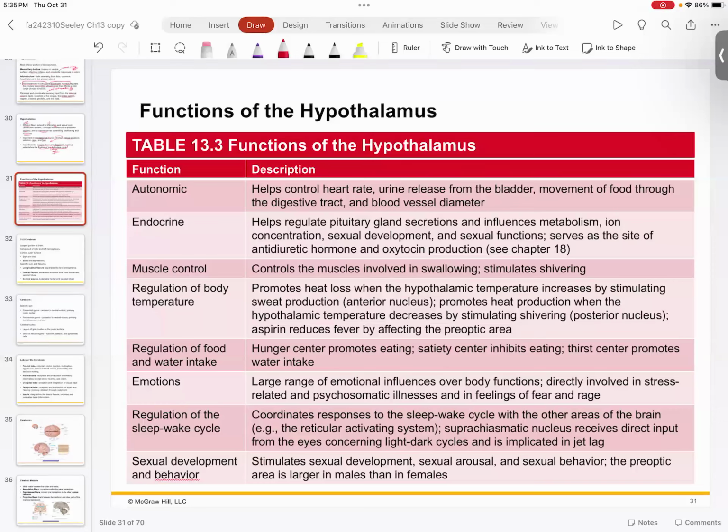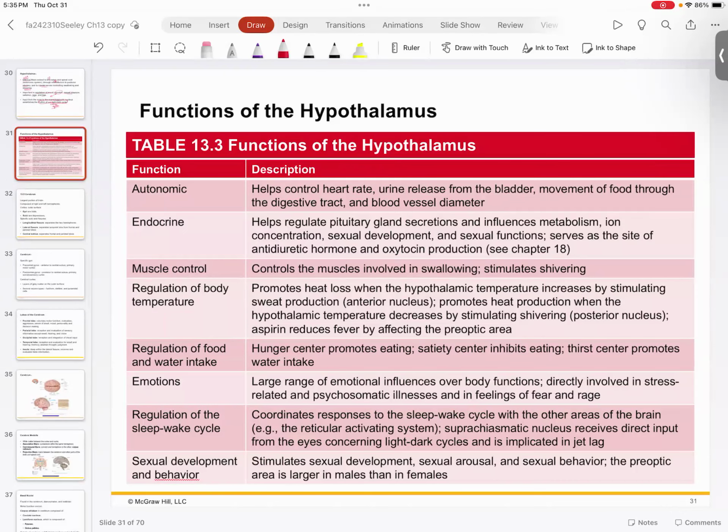So this is just a general overview of some of the functions of the hypothalamus. I'm not going to go through this. I think we went through quite a bit on the hypothalamus, and it's probably sufficient to give you a pretty good start for AMP2.